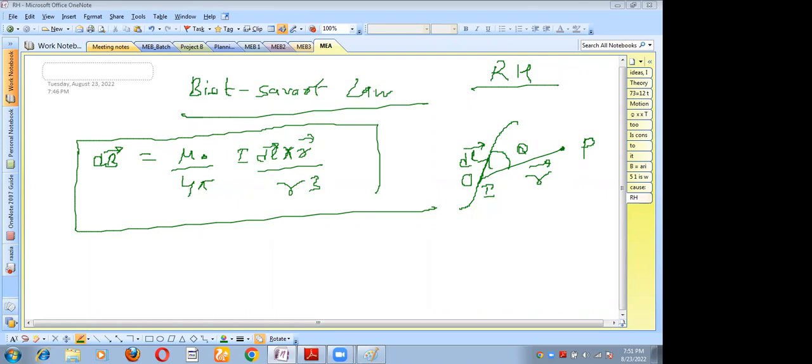You have to tell me what will be the direction of magnetic field at point P. Using Biot-Savart law, you have to tell me the direction of magnetic field at point P due to this current element of length dl. So I'm asking, what is the direction of magnetic field at point P from Biot-Savart law?